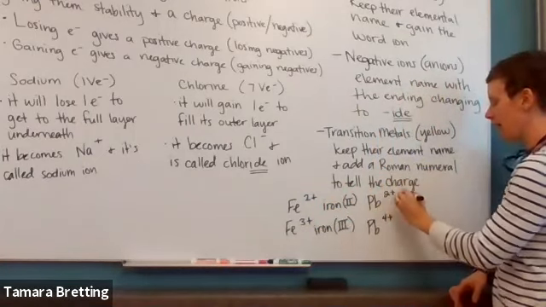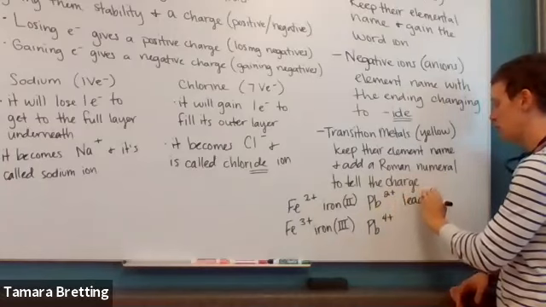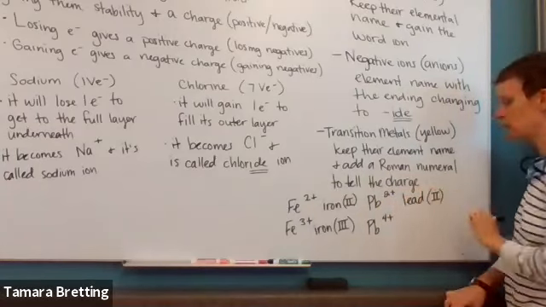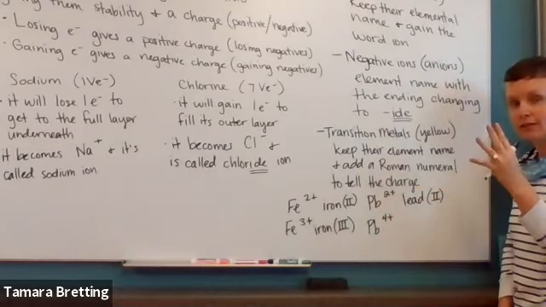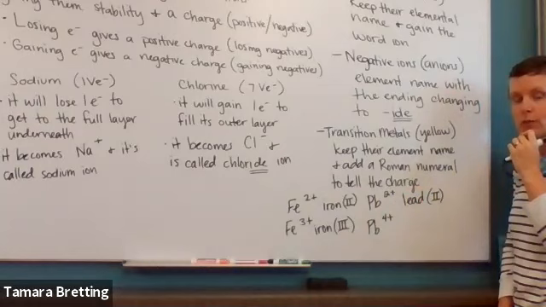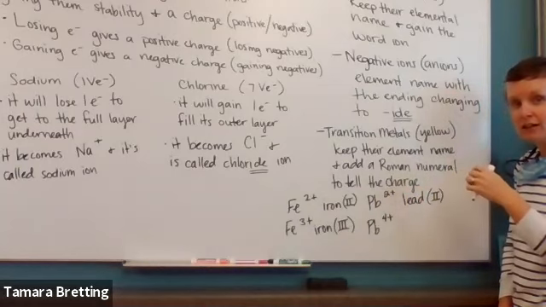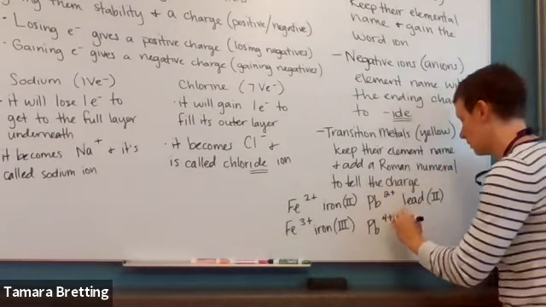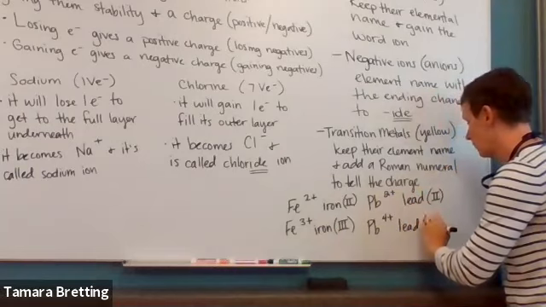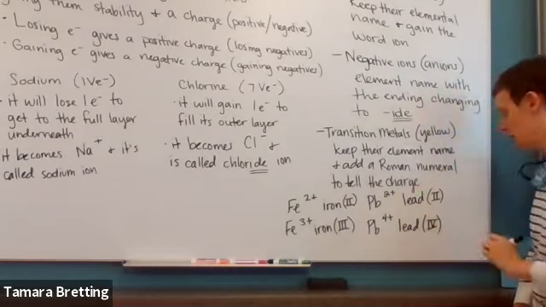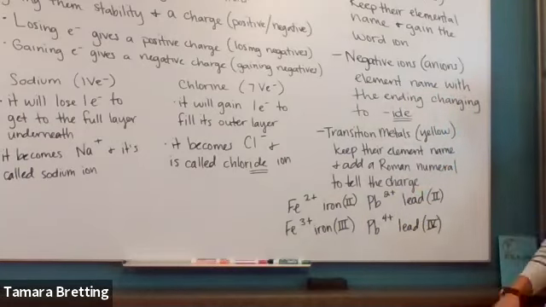Pb is lead. Lead 2 is Pb2+. And then 4+, it's not 4 I's. Hopefully you remember our Roman numerals. Roman numeral 5 is a V. 1 before 5 is IV, right? So this one is lead 4, which is IV. 1 before 5 is 4. So IV is lead 4.